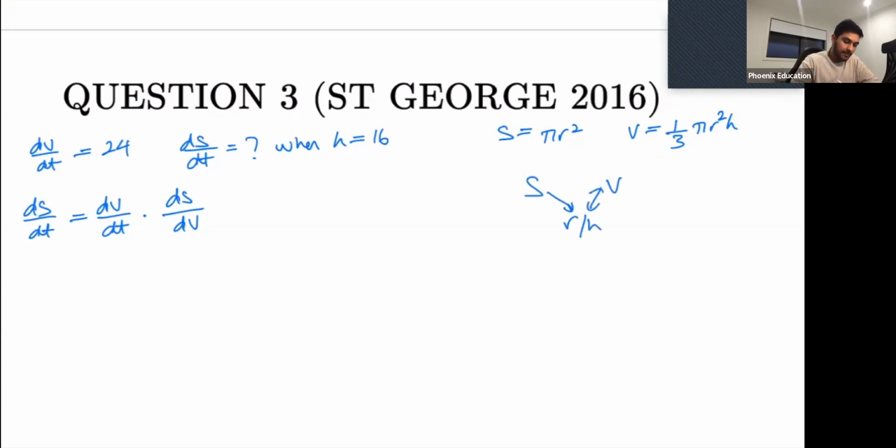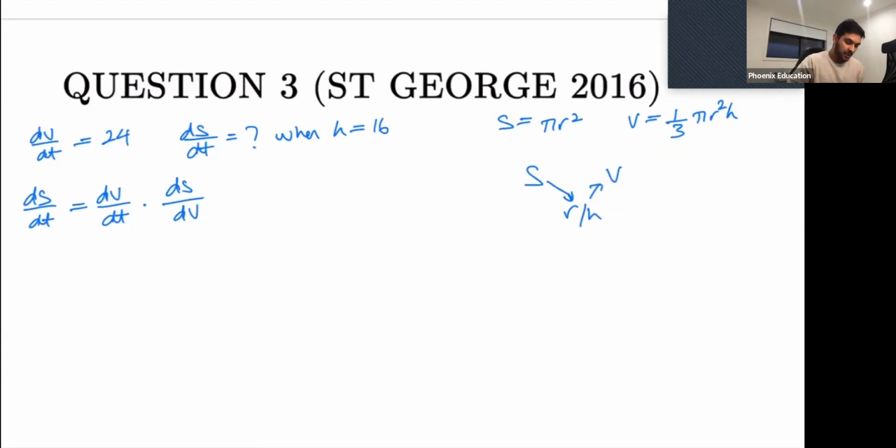So by coming up with a relationship between s and r, and then v and r, we can connect these two variables. So let's see what we can come up with. We need to come up with ds on dv, okay? And this is a very special type of rates question where we need to come up with an intermediary related rate in order to actually figure out the main related rate, which is what we just saw here.